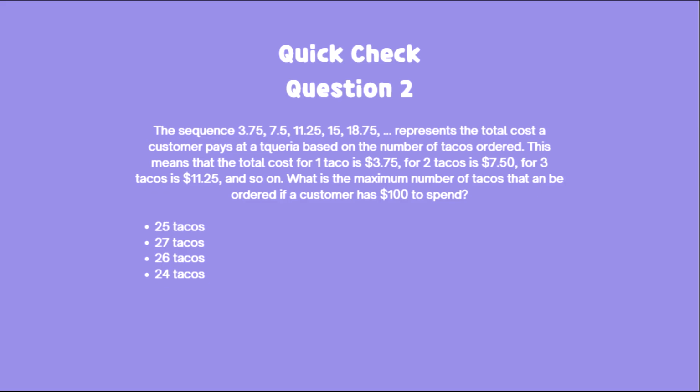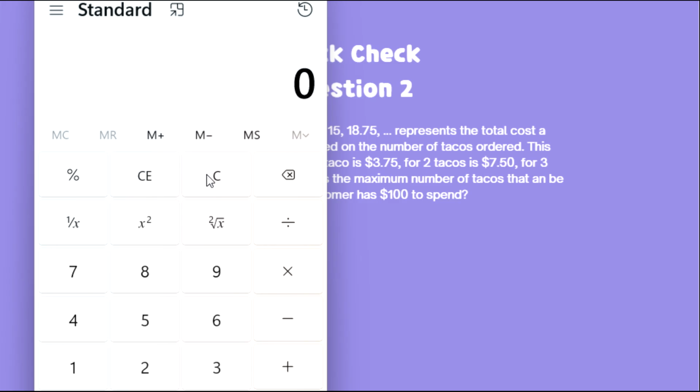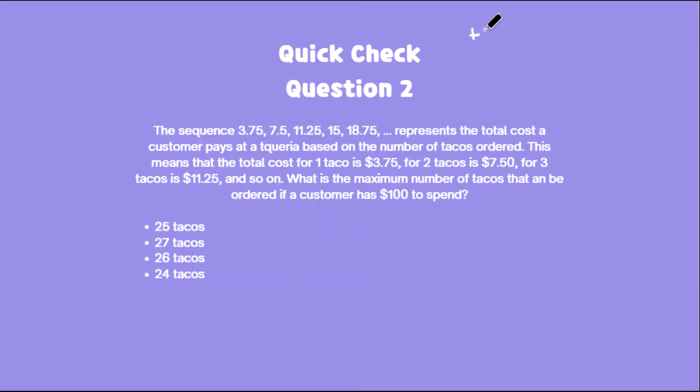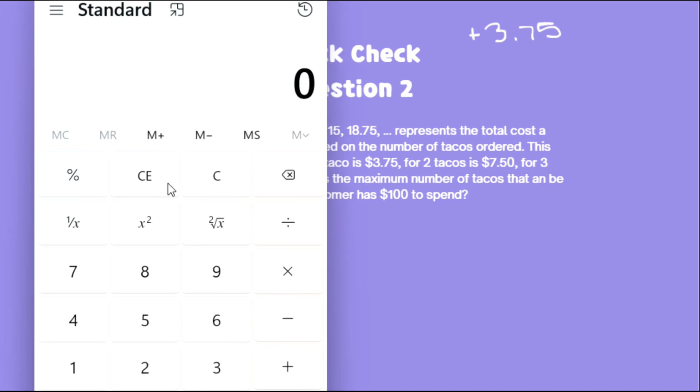Okay. So in order to solve this, there's 2 ways you could do this. You could keep following this pattern. Well, first we need to find the pattern. So 3.75 to 7.5 is, let's get a calculator. 7.5 minus 3.75 gives us 3.75. So they added 3.75 the first time. Okay, let's go 11.25.